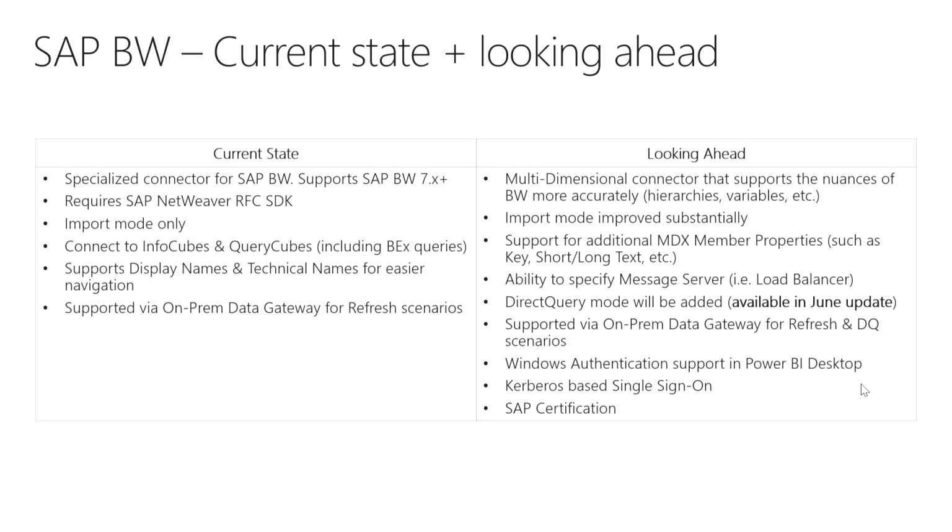And a couple other improvements would be things like SSO, like we mentioned, so Kerberos-based single sign-on, which has a prerequisite to actually enable users to connect through Windows authentication. So that's also something we're planning to add to the desktop. Today, if you use the connector, you see that there's only basic auth, so username and password. We're adding Windows auth in the desktop as a stepping stone to support Kerberos-based single sign-on through the gateway in Power BI service scenarios. And last but not least, which I also should have mentioned in the HANA case, we're working with SAP on getting the connector certified.